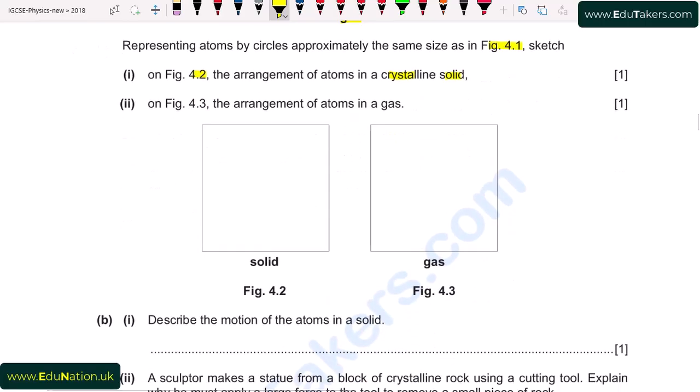We know that in a solid, molecules are very close to each other and there is no spacing between them. So when we draw the structure of a solid, it will be just like this. The atoms are very close to each other.